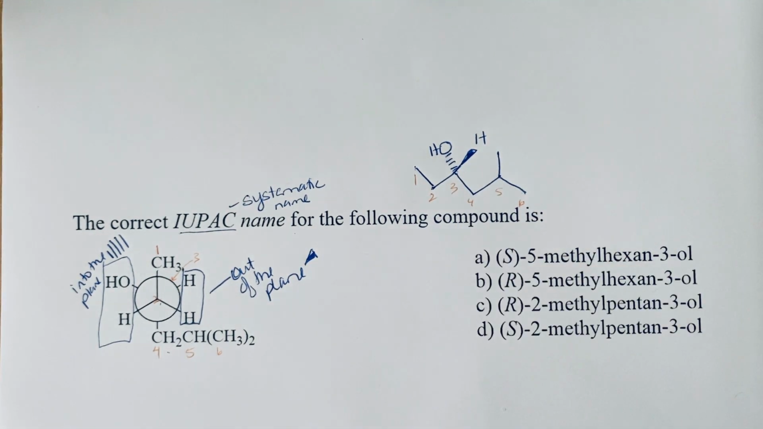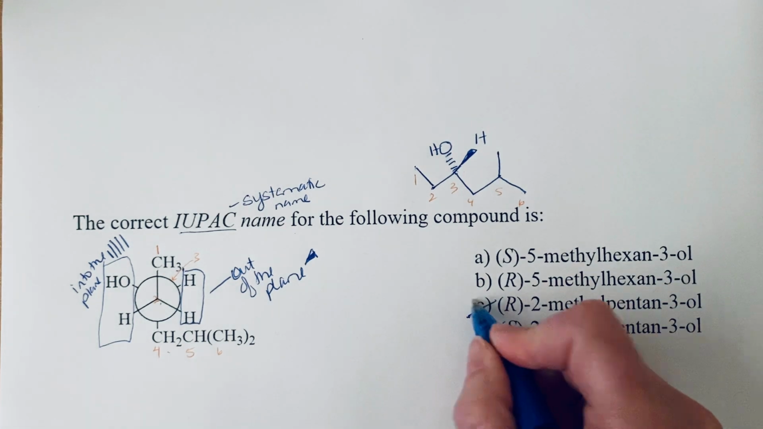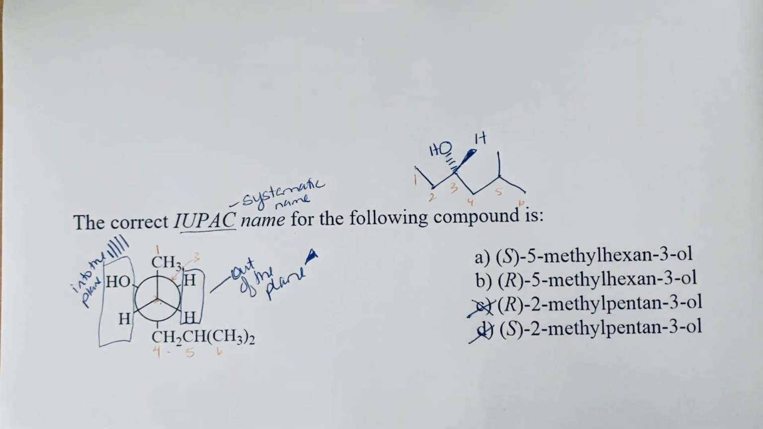And it's an alcohol, so you drop the e, so it would be hexane. You can see this in a couple of the options. Actually, these bottom two are pentanes, so we can cross those off. So it's going to be one of these two, and it's representing already that numbering system that we see.